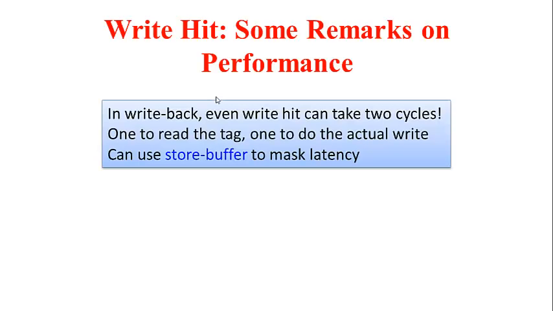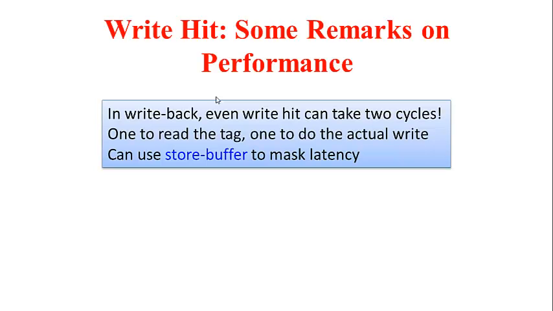With respect to write hit, here are a couple of remarks on performance. First, when we use the write back scheme, even a write hit can take 2 cycles. That is, 2 accesses to the cache. The first access will be to read the tag, and only when the tag matches, the actual write can happen. So even in the case of a cache hit, the processor may have to wait until the tag is read, matched, and the actual data written.